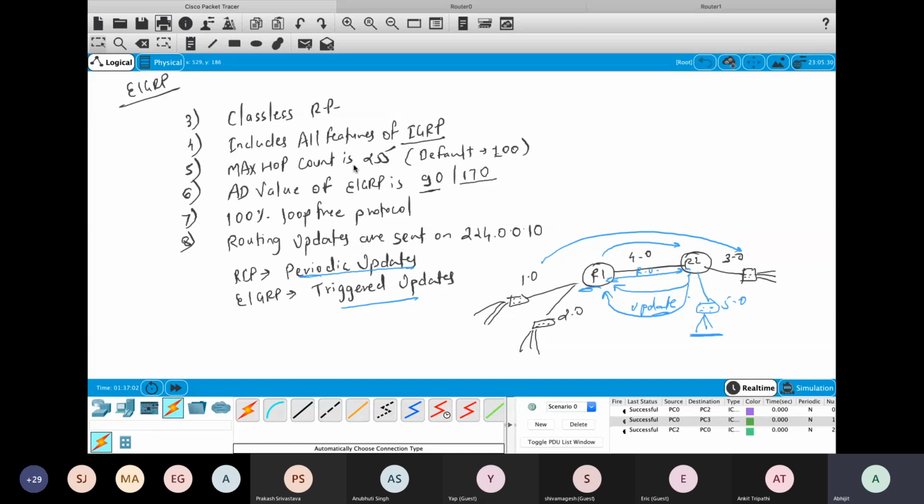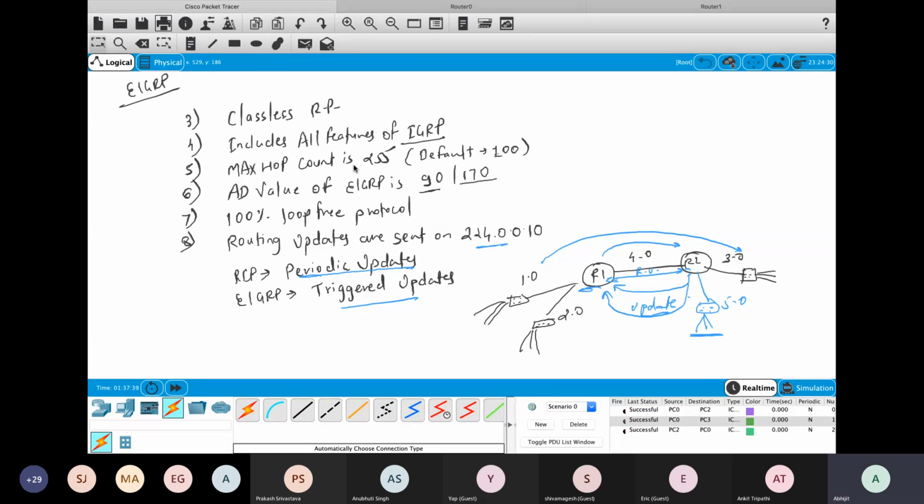Yeah, so that is the behavior of EIGRP. It means that routing updates are sent on 224.0.0.10. Again, the update that R2 will give, which is going to be a triggered update upon a change in the topology, will not be a unicast message. It will be a multicast message sent on 224.0.0.10. And you can check the current routing table manually over there to see if there is any change in the network.